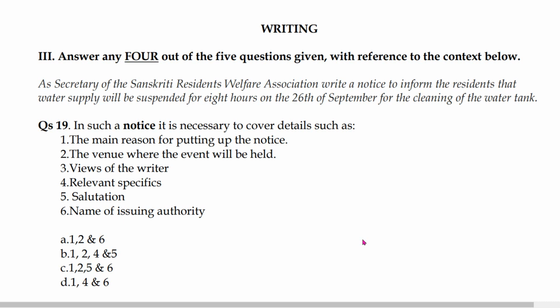Let's get started. Answer any 4 out of the 5 questions given with reference to the context below. As a secretary of the Sanskrit Residents Welfare Association, write a notice to inform the residents that water supply will be suspended for 8 hours on 26th of September for the cleaning of the water tank. This is the instruction to write a notice. Now let us check the questions.